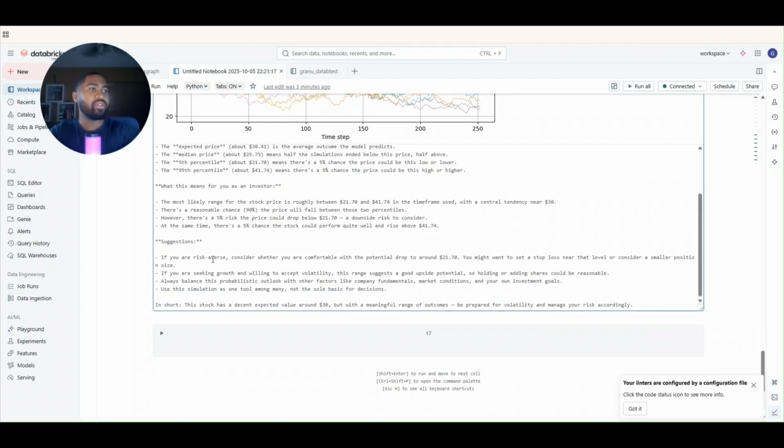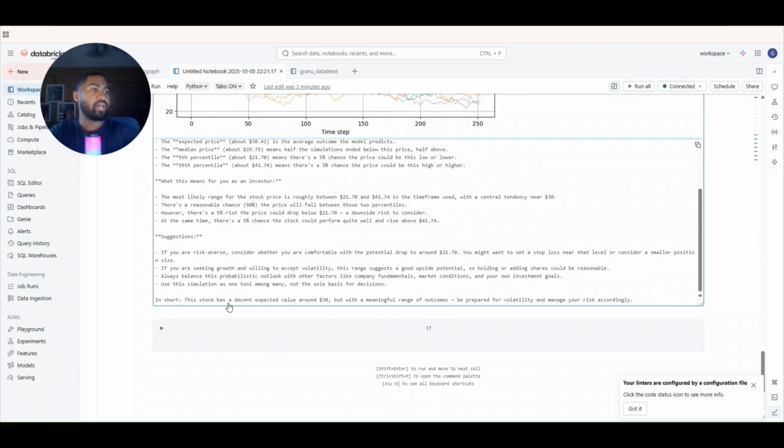Suggestions: if you are risk averse, consider whether you're comfortable with this potential drop to 21.70. You might want to set a stop loss near that level, or consider a smaller position size. If you're seeking growth and willing to accept volatility, this range suggests good upside potential, so holding or adding shares could be reasonable. Always balance this probabilistic outlook with other factors like company fundamentals, market conditions, and your investment goals. Use this simulation as one tool among many, not the sole basis for decisions.